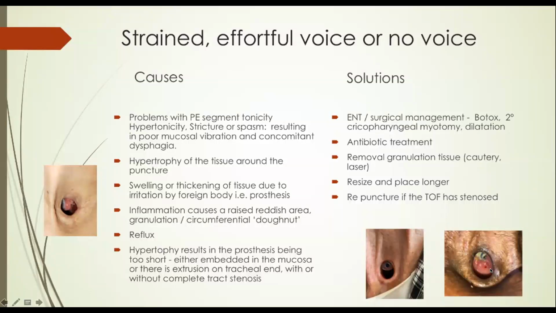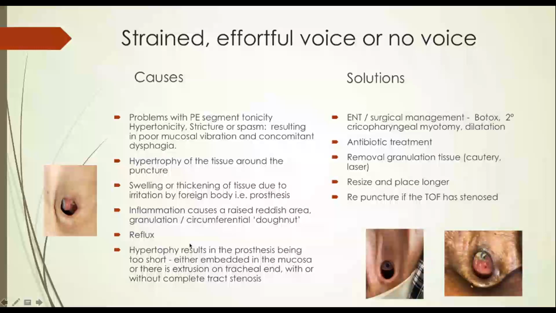So for all of these problems, if there's hypertonicity, we would then refer for either Botox, or if that doesn't work, further surgery, so cricopharyngeal myotomy, or sometimes dilatation. If it is because of an irritation, because of bacteria that's growing, obviously to treat that. Removal of the granulation tissue is then something we often refer to you for. We either use cautery or laser to remove the granulation tissue.